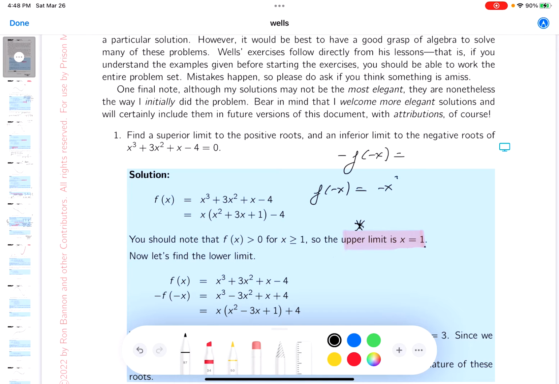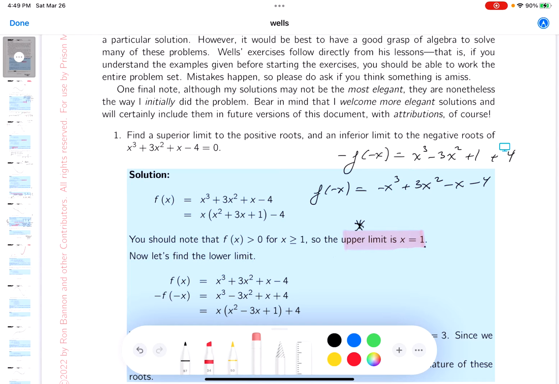I would get minus x cubed. We did this when we were doing the quadruple sign, by the way. Plus 3x squared minus x minus 4. Now I'm going to take the opposite of it. What are you going to get? X cubed. Let's see, minus 3x squared plus x plus 4.